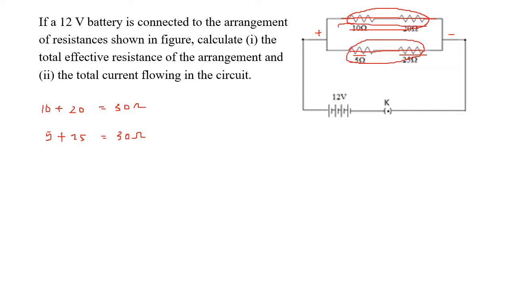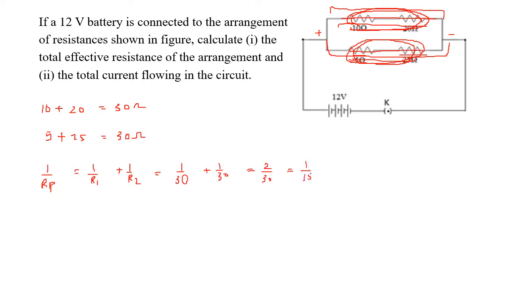Now these two are in parallel because there are two ways for the current to pass, means these two are in parallel. So equivalent resistance 1 upon Rp equal to 1 upon R1 plus 1 upon R2. Now here the R1 we consider is the whole thing and the R2 we consider is the whole thing. So we have 1 upon 30 plus 1 upon 30, that is 2 upon 30 or 1 upon 15. So taking the reciprocal, Rp is equal to 15 ohm. So the effective resistance of this circuit is 15 ohm.